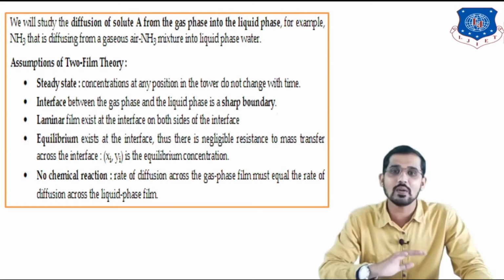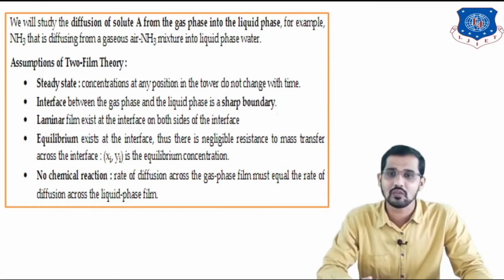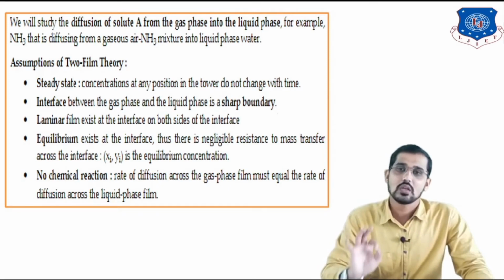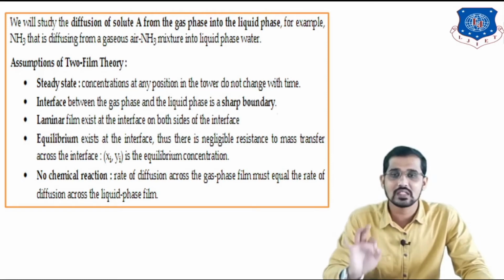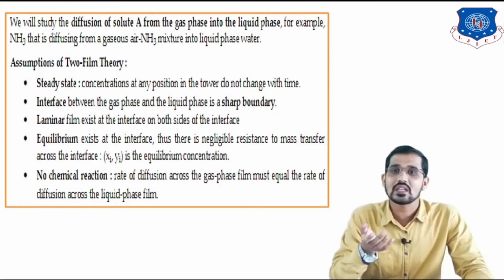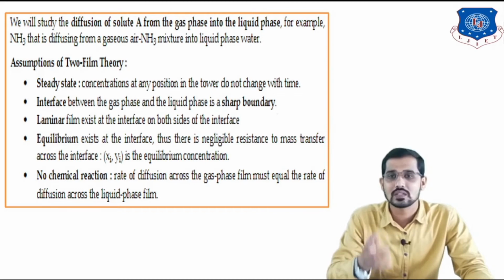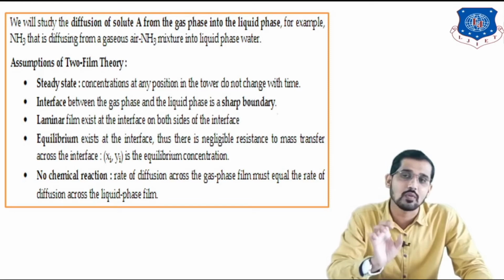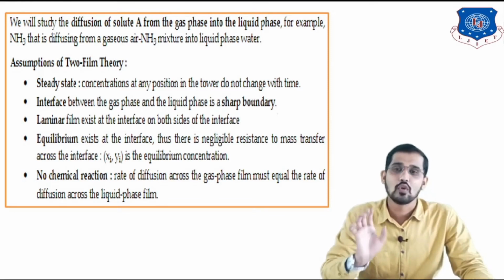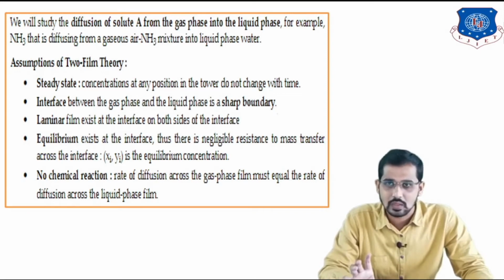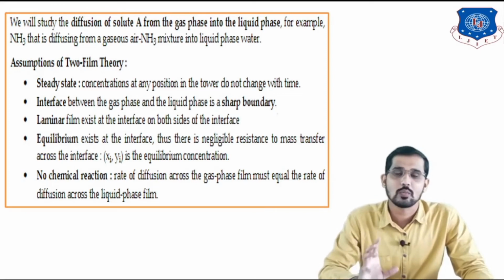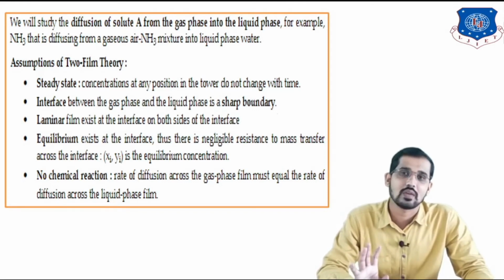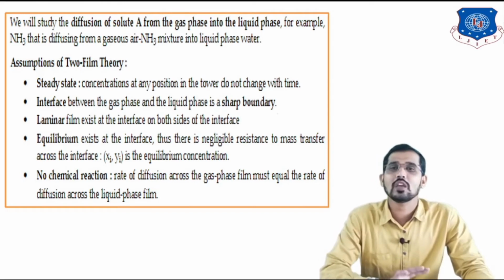Thus, there is a negligible resistance to mass transfer across the interface. Xi and Yi are the equilibrium concentrations. So you should know that Xi and Yi are the equilibrium concentrations, but before that, Xi and Yi are nothing but the concentration of the component at the interface. I is nothing but for the interface. So Xi is nothing but the mole fraction of the component in the liquid phase at the interface. After that, the concentration of component A or any component in the gaseous phase at the interface is Yi. After that, you can see no chemical reactions occur.